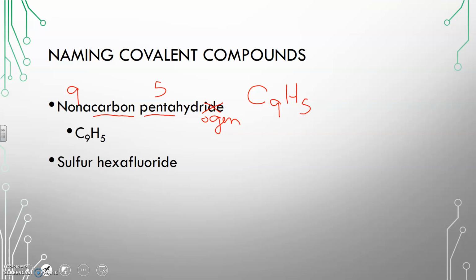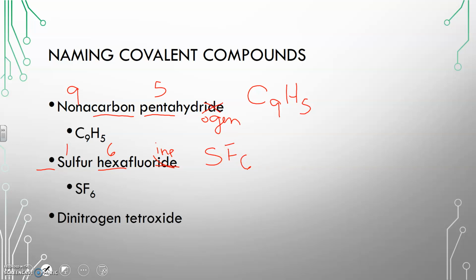Next up, sulfur hexafluoride. All right, so notice there is no prefix in front of sulfur, so that means that there is only one of them, because again, you do not use mono if it's listed first. You can use mono in the middle of the name, but you can't use it to start off a name. So you've got 1 sulfur, and then hexa, remember, means 6. Fluoride, cut off the IDE ending, and it's fluorine. So it's SF6.